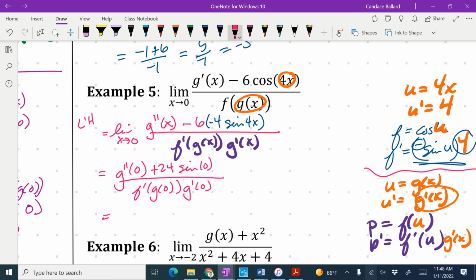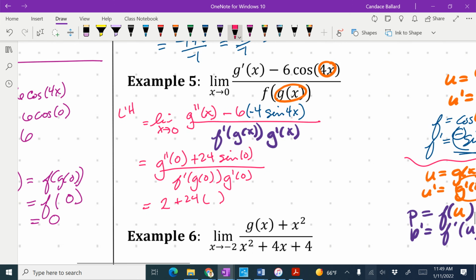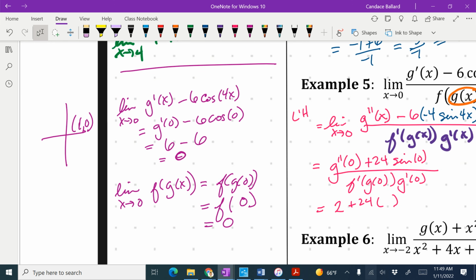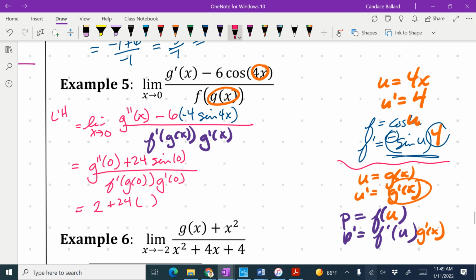Okay, so let's start finding the stuff in the table. What is g double prime of 0? 2, good. Plus 24. What's sine of 0? 1. Careful. There's my thing, right? What's sine of 0? 0.